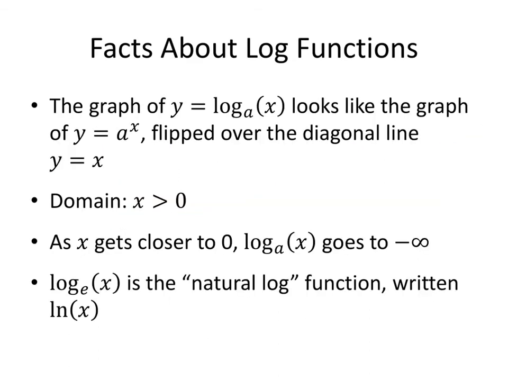First of all, the graph of y equals the log base a of x looks like the graph of y equals a to the x, flipped over the diagonal line y equals x. If I were to graph those two functions, it might look a little something like this. Here are my axes. My log curve looks like this. But as we learned earlier, the graph of y equals a to the x looks something like this. And in fact, we can see that these two graphs look like they've been flipped over this diagonal line, y equals x. So we see a symmetry there that connects these two kinds of functions.